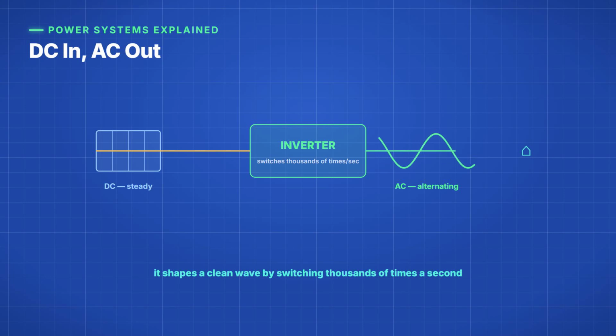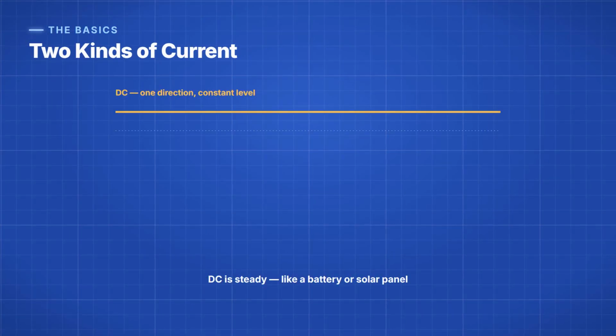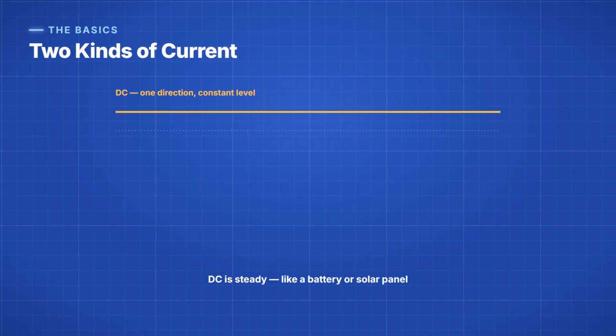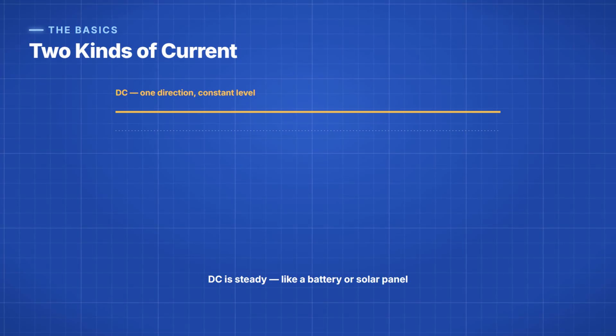So let's build an inverter up, step by step. First, a quick reminder of the difference. Direct current, or DC, is steady. It flows in one direction, at a constant level, like the output of a battery or a solar panel. Drawn on a graph, it's just a flat line.